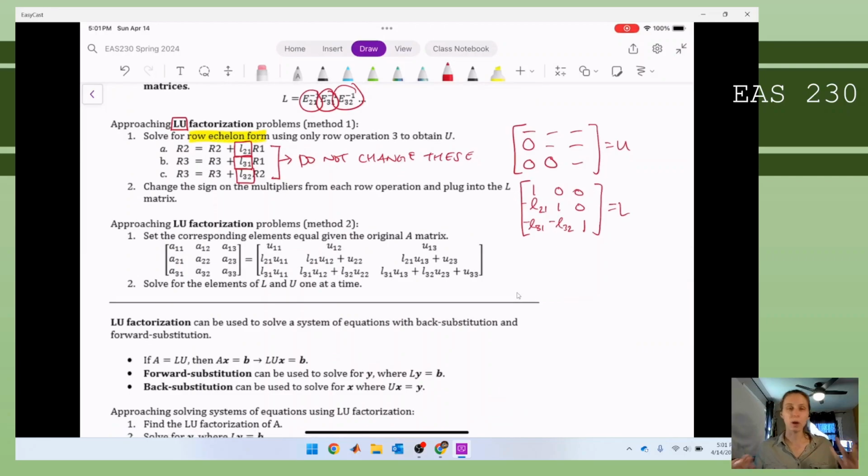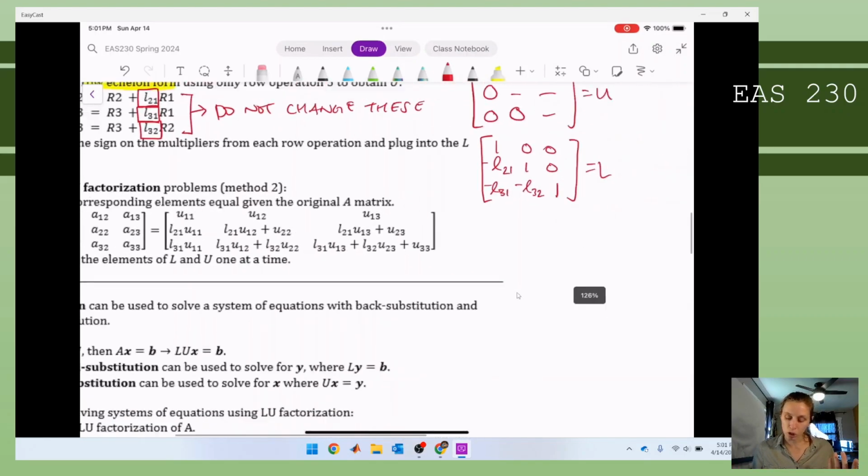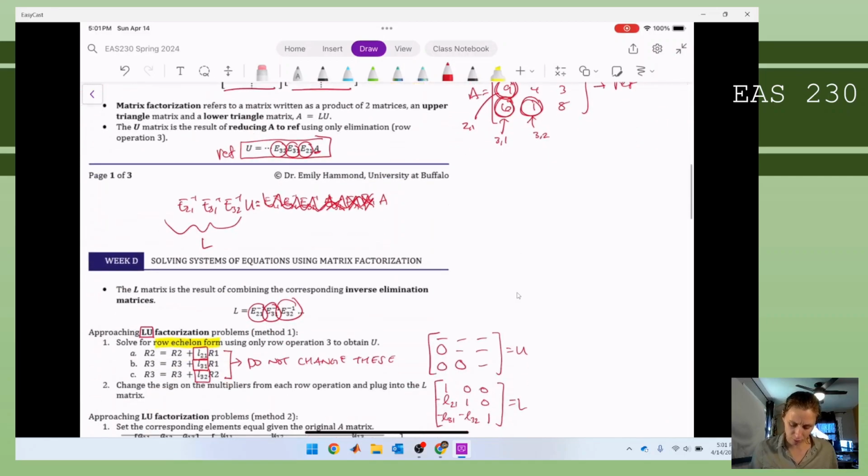There's another way to do LU factorization. We'll just call it method 2. Essentially, what you would do is you know that L is going to look like this. I'll write it out.